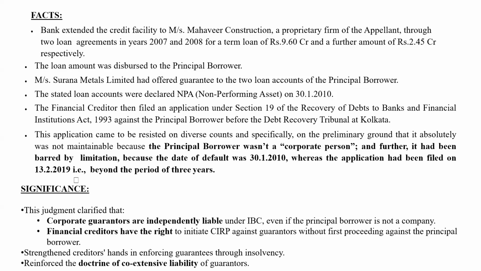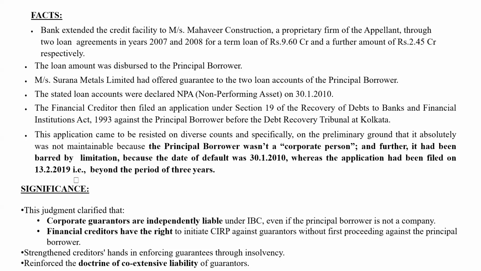Facts. Bank extended the credit facility to Ms. Mahavir Construction, a proprietary firm of the appellant, through two loan agreements in years 2007 and 2008 for a term loan of 9.63 crores and a further amount of 2.45 crores respectively. The loan amount was disbursed to the principal borrower. Mr. Surana Metals Limited had offered guarantee to the two loan accounts of the principal borrower. The stated loan accounts were declared NPA on 31/2010.